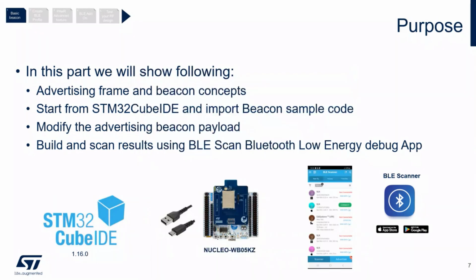Why 05? Because you understand that WB0 is a family. WB05 is the first entry level, really driven by the price, with a small amount of flash and RAM. Definitely tailored and fitted for such a tiny beacon application, which is not so demanding in terms of flash, RAM, and MIPS. So let's move on and start this first hands-on and demo.